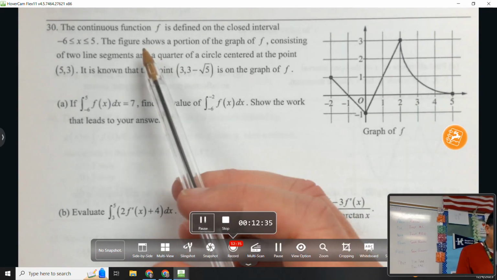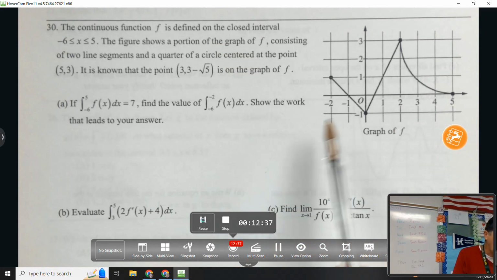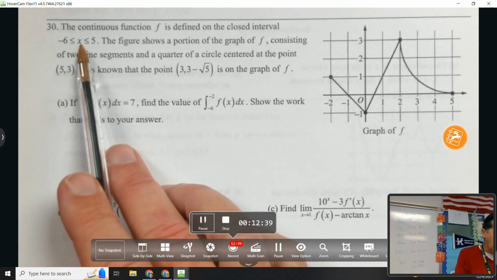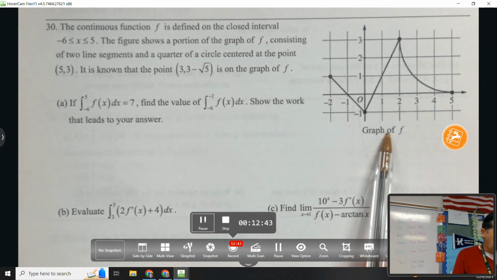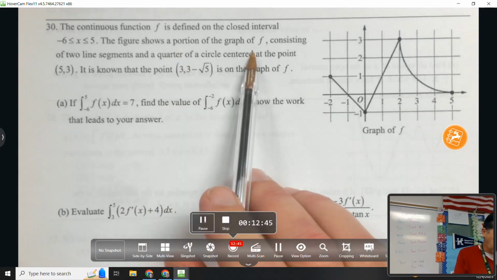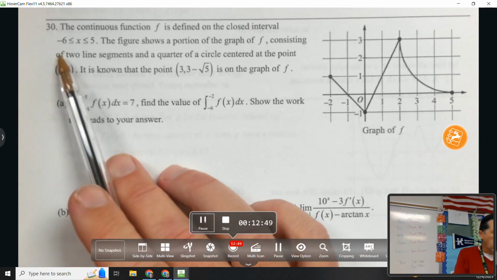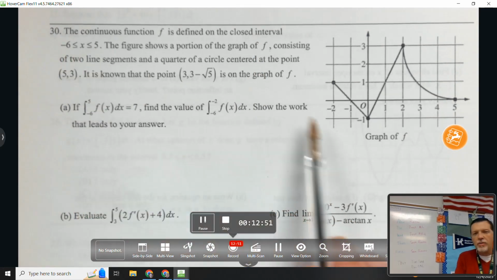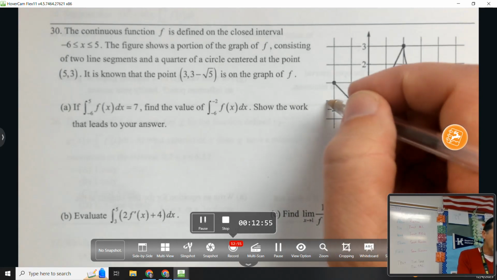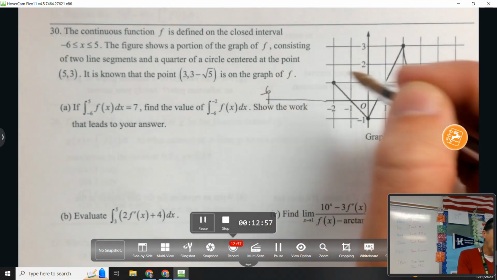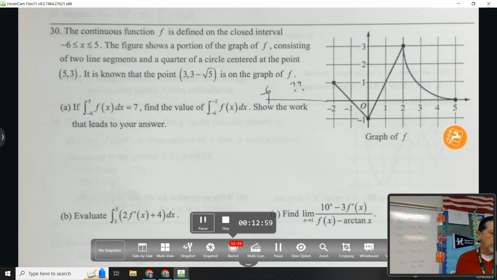Let's see. Continuous function f is defined on the closed interval -6 to 5, and this is the graph of f. The figure shows a portion of the graph of f. Oh, because the graph is defined from -6 to 5, but we only have the graph from -2 to 5. So there's something over here between -6 and -2 that we don't know.